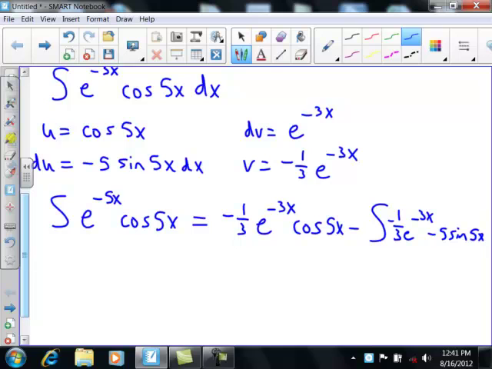All right, so this integral itself is going to be negative 1/3 e to the negative 3x cosine 5x. Now I have a negative and a negative, which is going to make that a positive, and I still have a negative out there. So it's going to be minus, and then I have a 5/3 again, minus 5/3 times the integral of e to the negative 3x sine 5x.